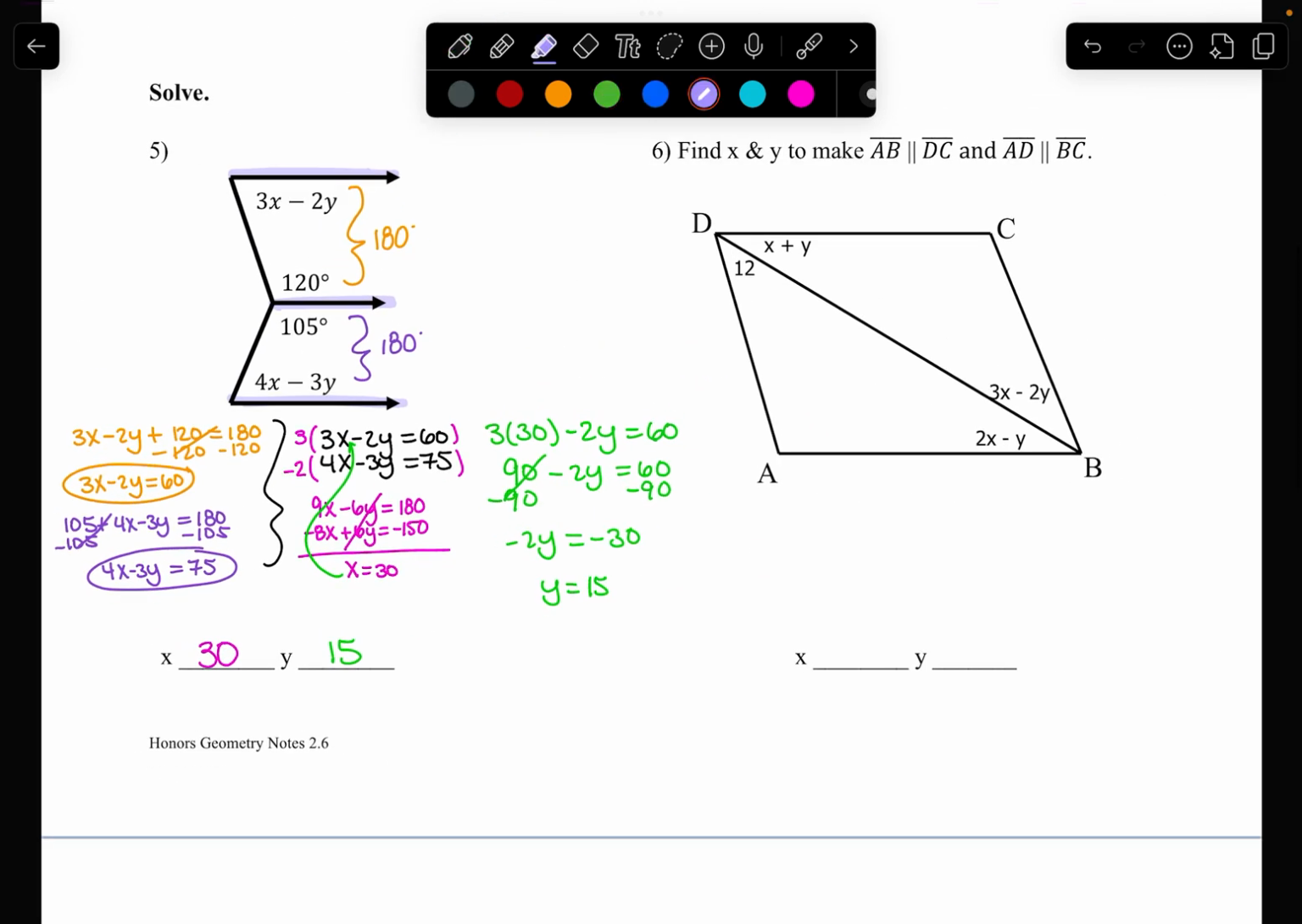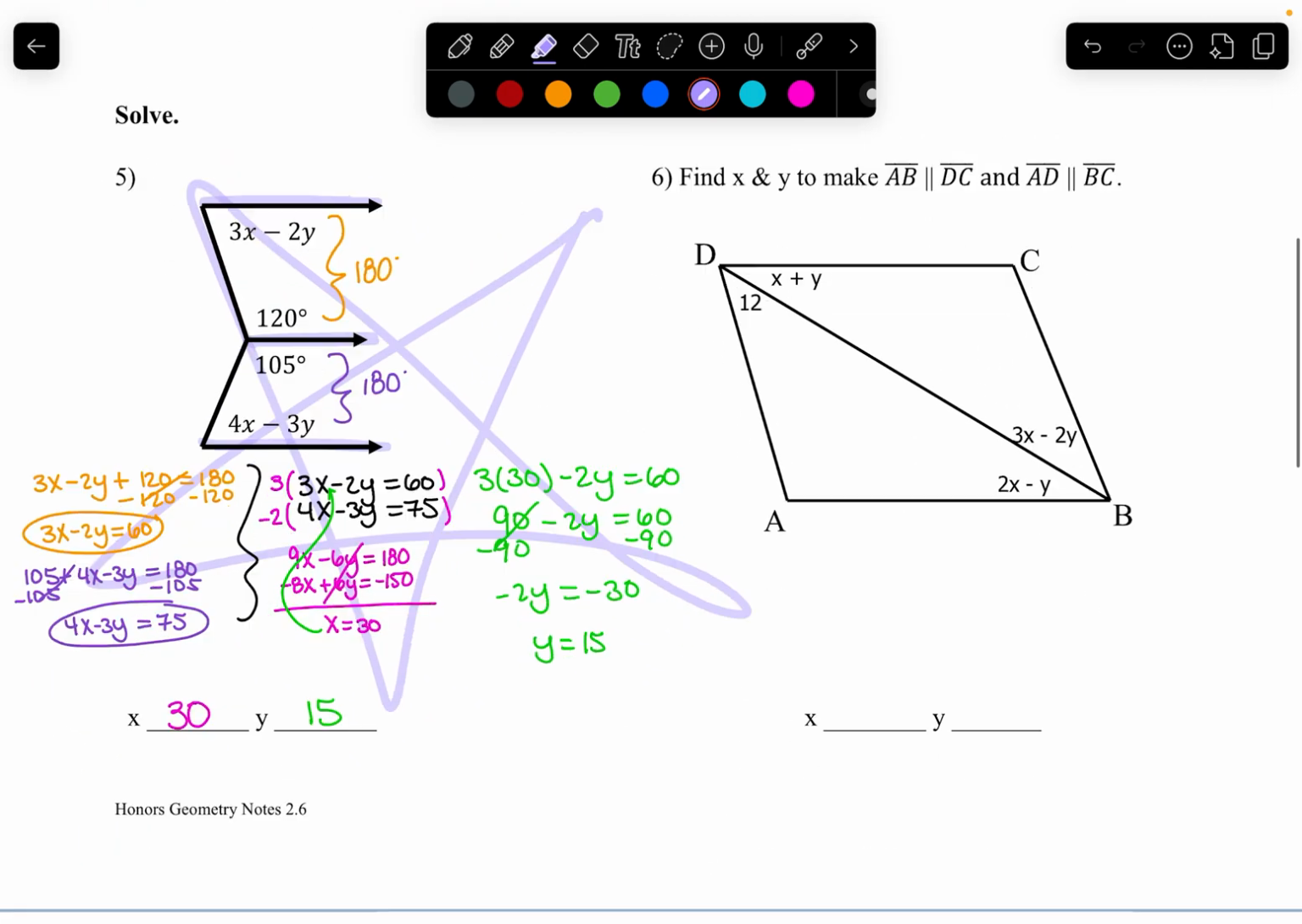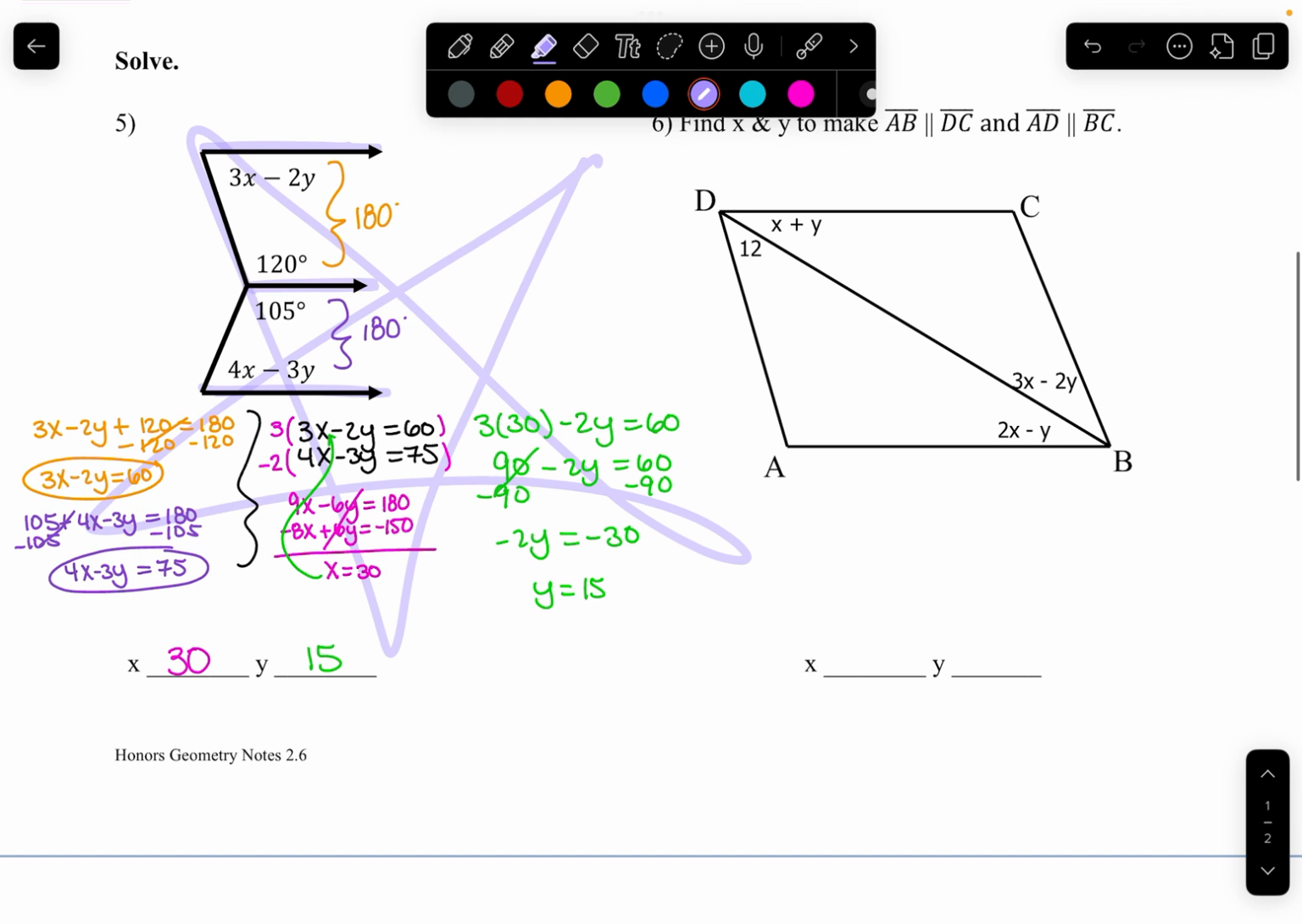So as a reminder, you're going to see this one again on your test. It's a pretty highly missed question. And it's highly missed, probably not because you don't know what you're doing, but because this is on a non-calculator portion of your test. So, yeah. Okay. We're going to look at number 6, and then we're going to move on to taxicab geometry.